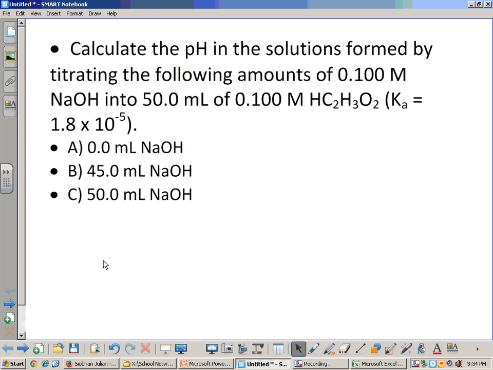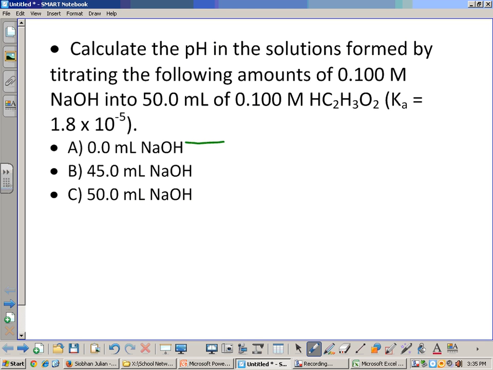You notice in class there are two parts: the BCA chart was the first part, and the second part was the equilibrium problem, and that can take a little while. So first up, calculate the pH in the solutions formed by titrating the following amount of 0.1 molar sodium hydroxide into 50 milliliters of 0.1 molar acetic acid, and the Ka value for acetic acid has been supplied, 1.8 times 10 to the minus 5th.